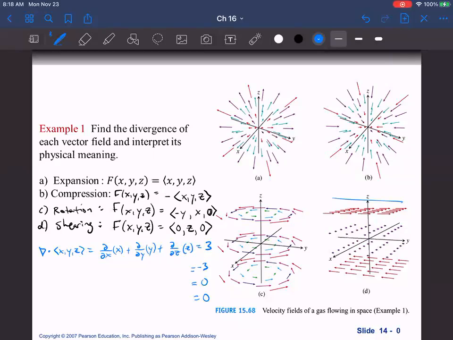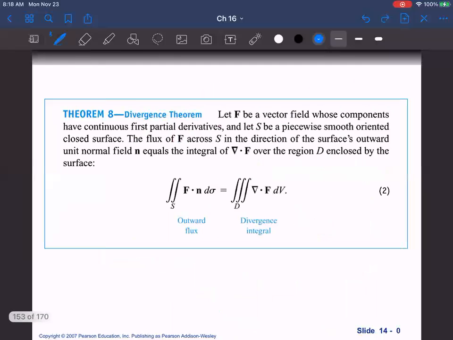All right, so there are the answers to each one of those. This was A, this was B, this was C, this was D, now that I scribbled over them. So anyway, let's continue on here.